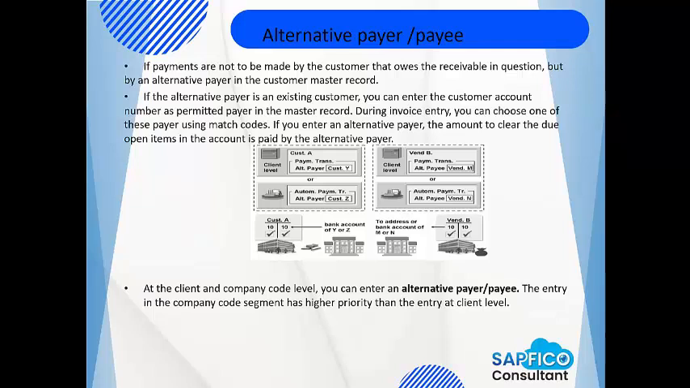Likewise, in vendor B, if vendor M is maintained in the general data section, and in the company code section N is maintained, then N will have priority over M.